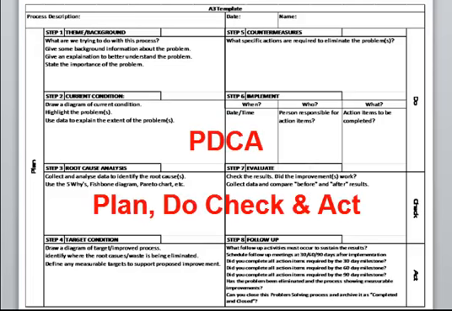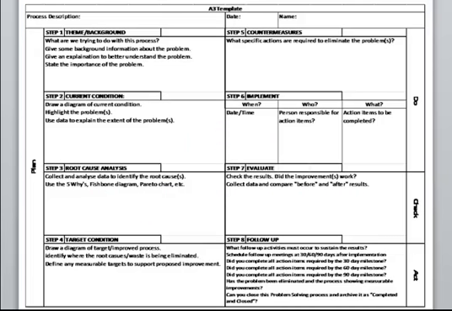So again, you're going through the Plan, Do, Check, Act, PDCA, or the Deming cycle, and that's helping you to stay on track so you can see all of the different activities and how they fall into alignment with the PDCA cycle.